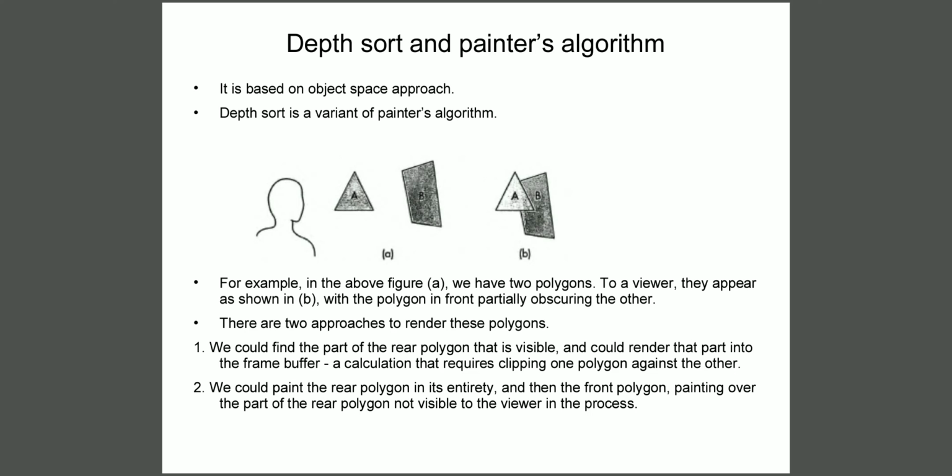The second option is, we need to completely display the polygon B first, and then we need to display the polygon A, so some part of the polygon B will be hidden behind. That is the second option. But instead of using these two options, we have an algorithm known as painter's algorithm to display these polygons on an output screen.